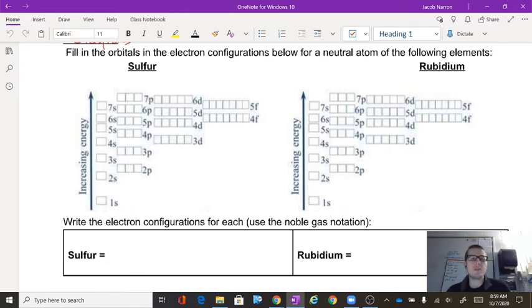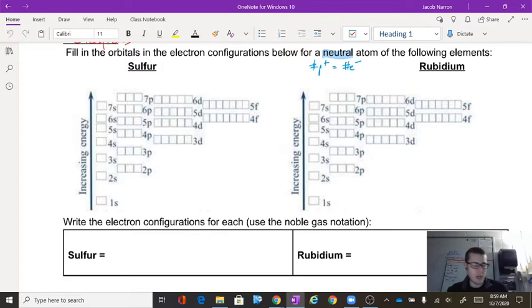Fill in the orbitals in the electron configurations below for a neutral atom of the following elements. So if we're dealing with neutral, and that's kind of a key word here. Sorry, let me get my tablet to cooperate. If we're dealing with the word neutral, that means it's going to have the same number of electrons as it does protons. Number of protons is equal to number of electrons.